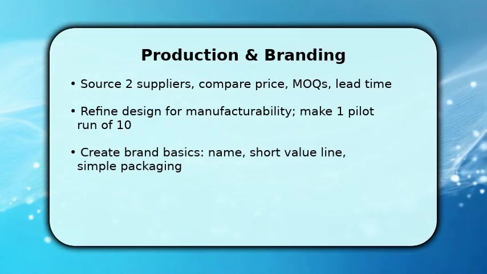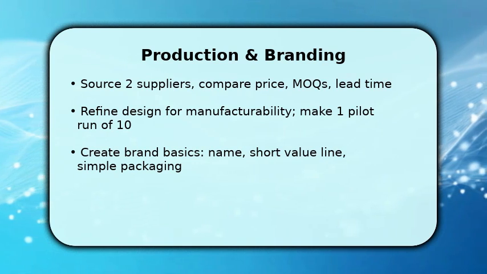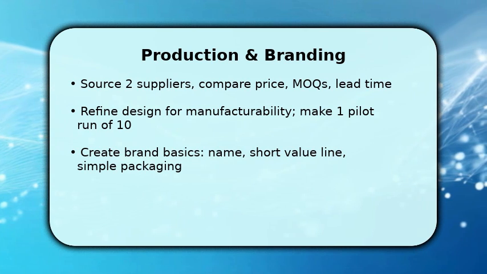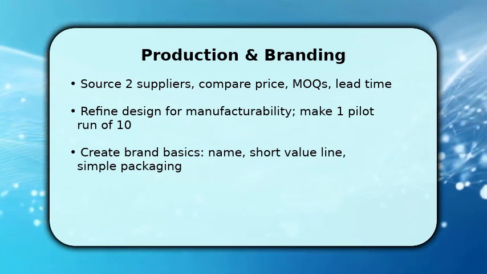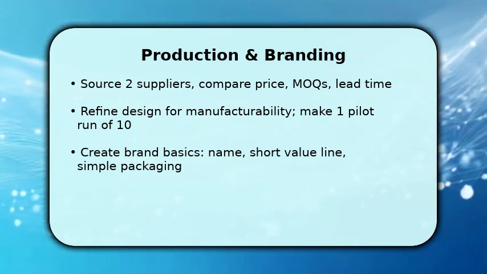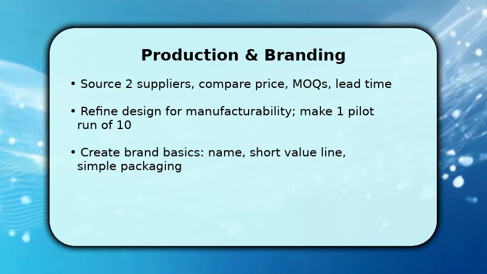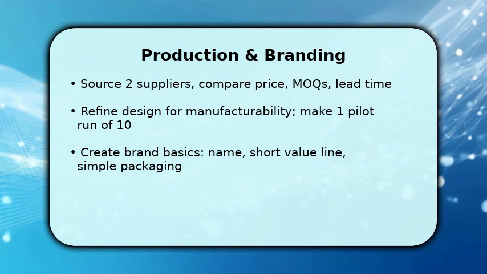Now move from prototype to repeatable production by sourcing at least 2 suppliers so you can compare prices, minimum order quantities, and lead times. This protects margin. Once you choose a supplier, refine the design for manufacturability and run one pilot batch of about 10 units to validate quality and assembly time.